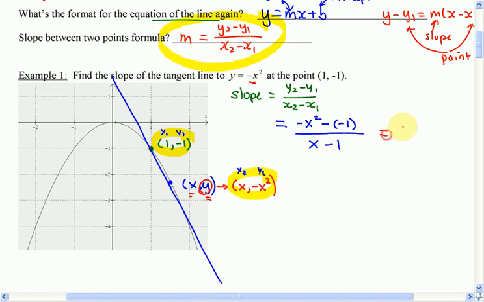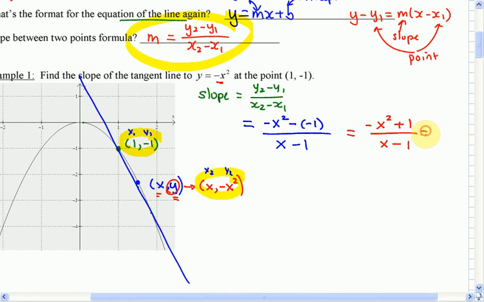I think this becomes negative x squared plus 1 on the top, and then we have x minus 1 on the bottom. And what I'd like us to understand is that this is our formula for the slope, okay, of a secant line. Yes, Vincent. I don't want you to factor right now. You can, I know you can do that, but let's just not do that right now, okay? And I want you to box this for me, please, okay? This is important. Okay. Now, that is our slope equation.